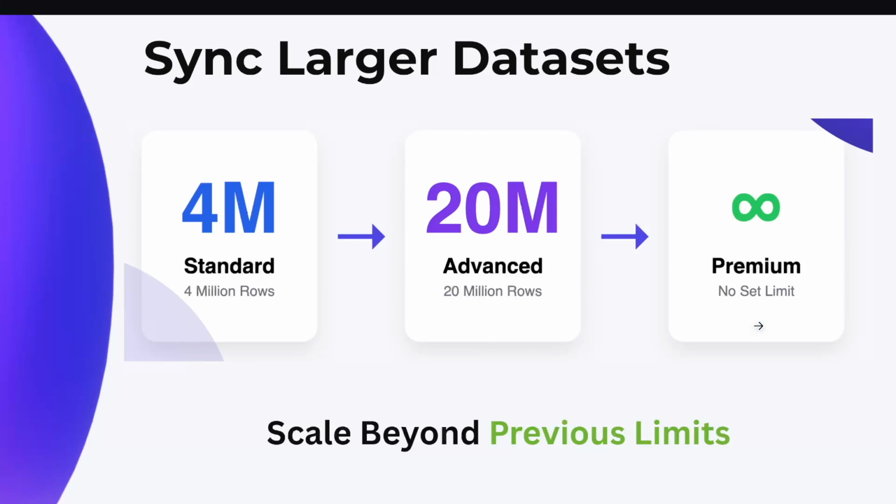But there is a catch. This feature is not available for all the license tiers. The standard license still gets you up to 4 million only. The standard interview question applies here: how can you sync more than 4 million rows?